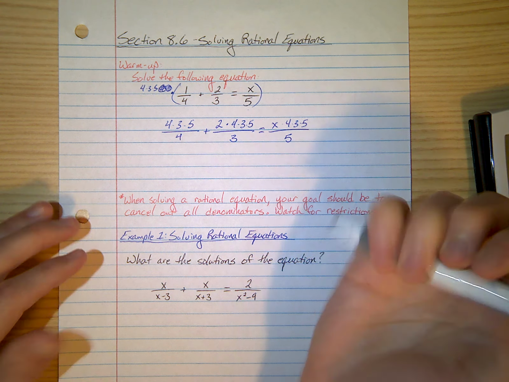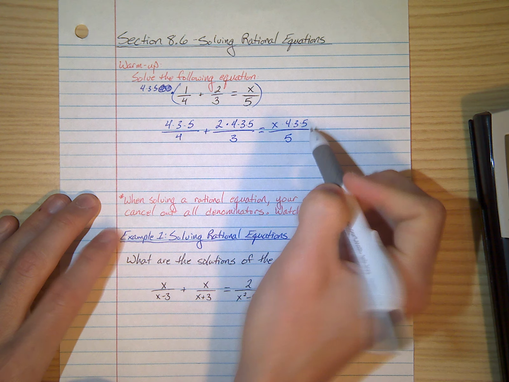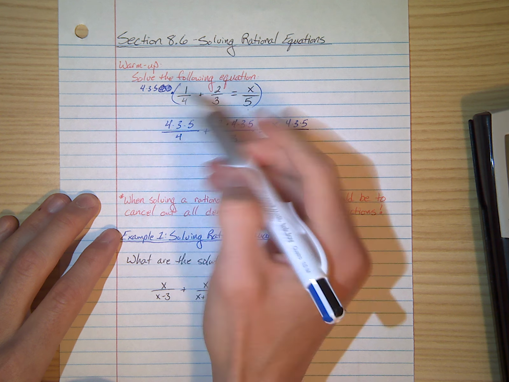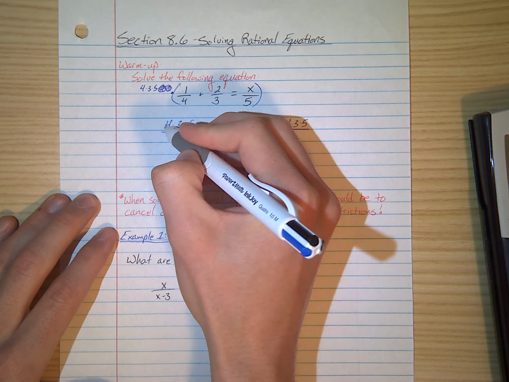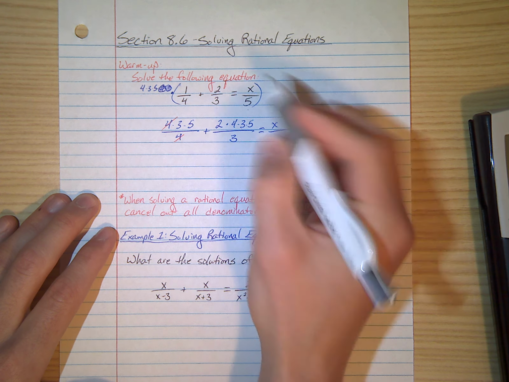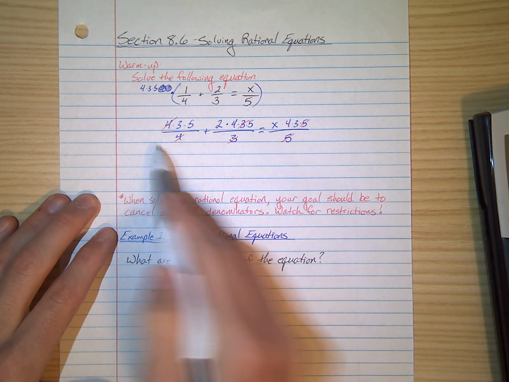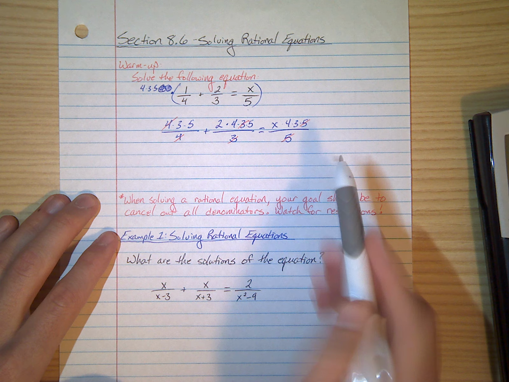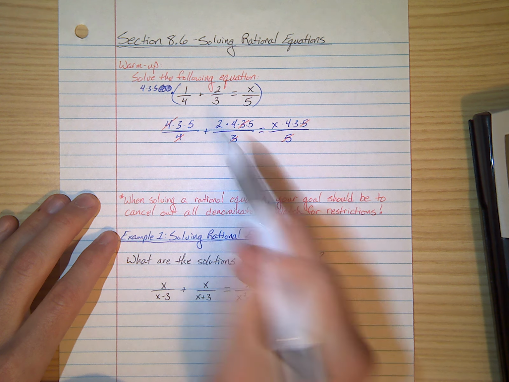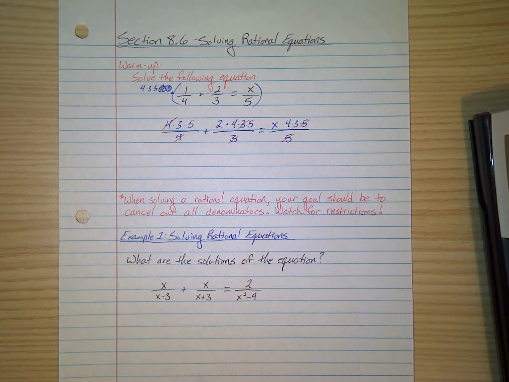So the reason why I showed you this way rather than just multiplying by the 60 was because now you can see that these 4's cancel, these 3's cancel, and the 5's cancel, and all of a sudden all of our denominators are gone, and if we look at what's left, we have just a basic linear equation.